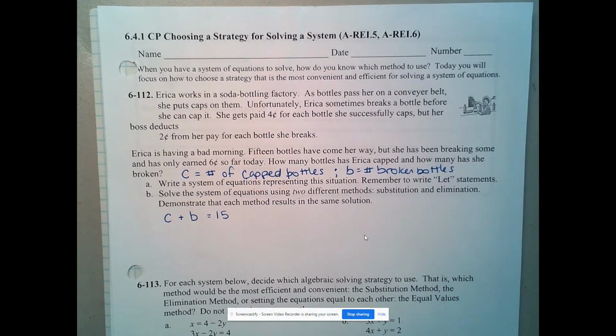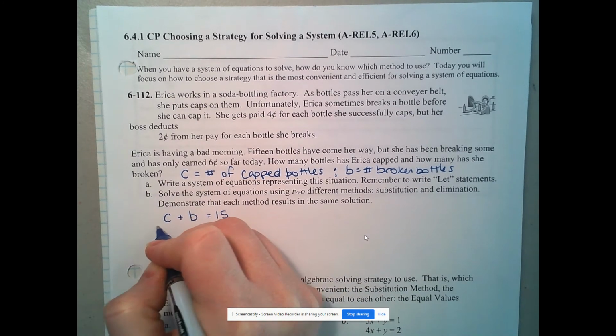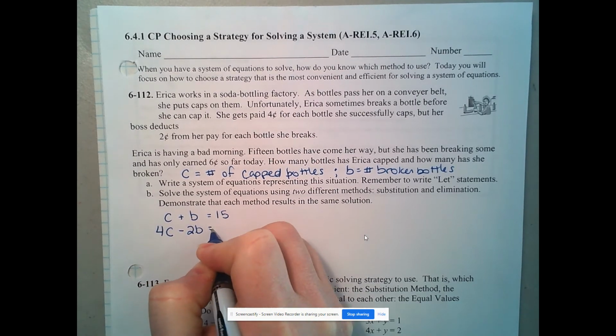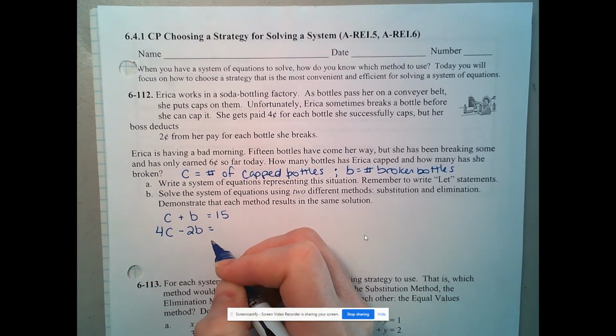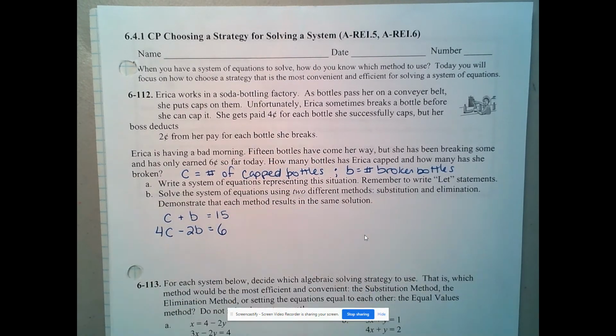I can also hear that there's the money one. And so it is 4 cents, and they've defined this with the cents symbol. So I'm going to go 4 cents per capped minus 2 cents per broken equals, and she has only made how much? 6 cents so far today. All right, well, that's a bummer.